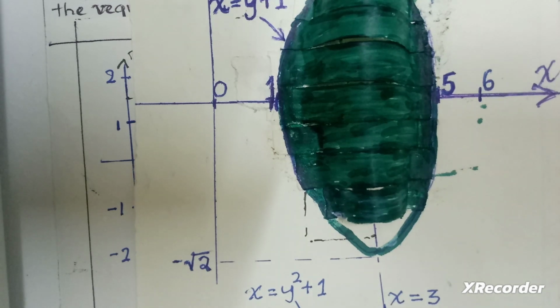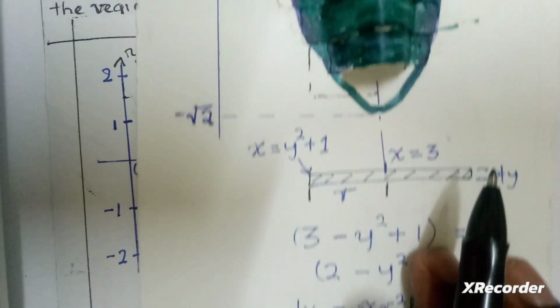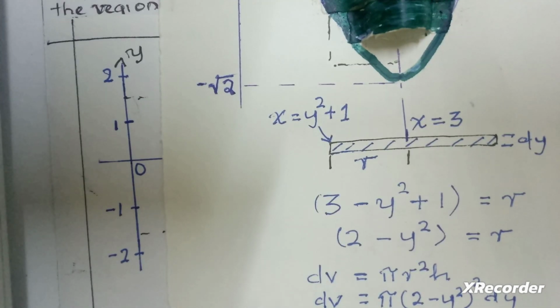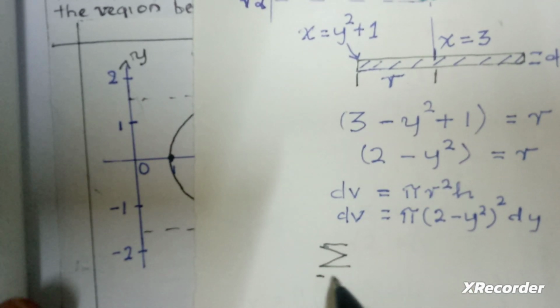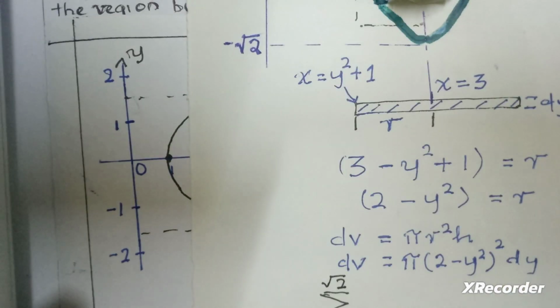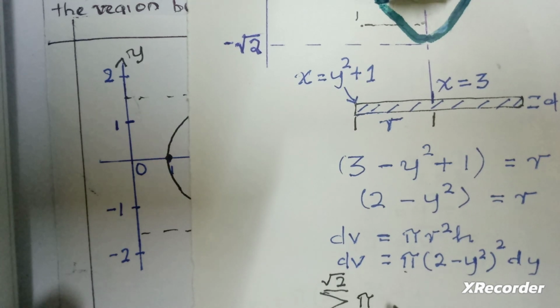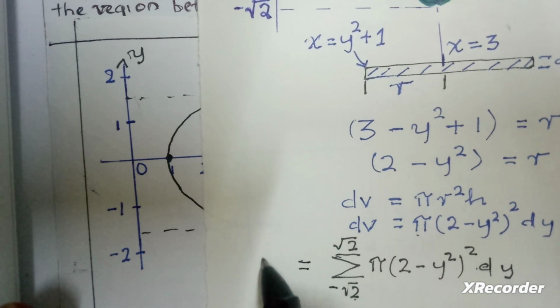So I've transferred that, and that one is for a single disk. Remember, there are such disks from this point up to this point. What we say, guys, is that we are summing up those small disks, from negative square root of 2 to square root of 2. When we sum them all up, we put here pi (2 minus y) squared dy. If we sum them up, then we are going to get our final volume.